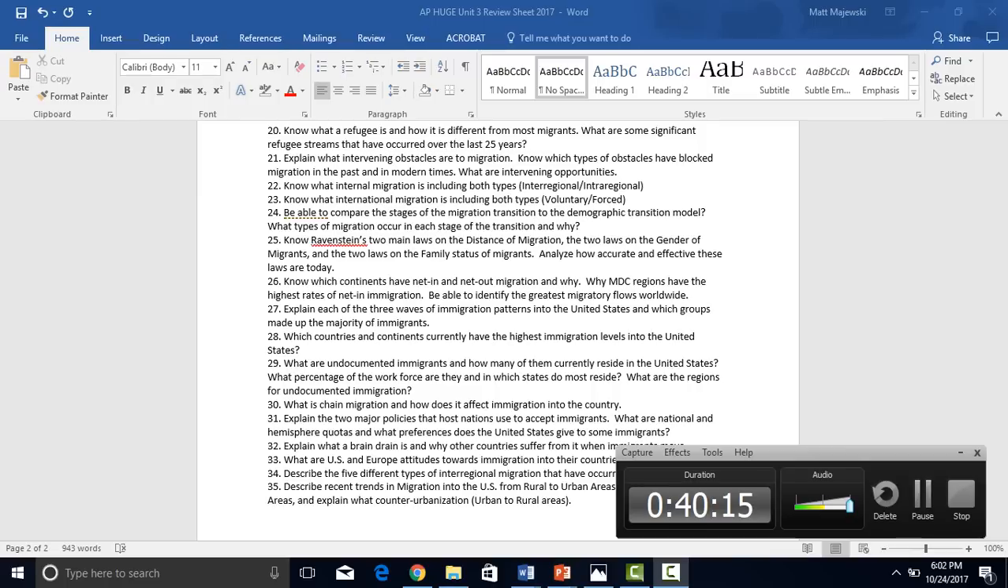By the way, let's go to the next question. Explain the two major policies that host nations use to accept immigrants. Okay. So they can use one of two things. They can use guest worker programs. Guest worker programs are where you give people temporary visas to work or study in your country, but they're only permitted to be here a certain amount of time before they are asked to leave. And they know ahead of time how much that is supposed to be.